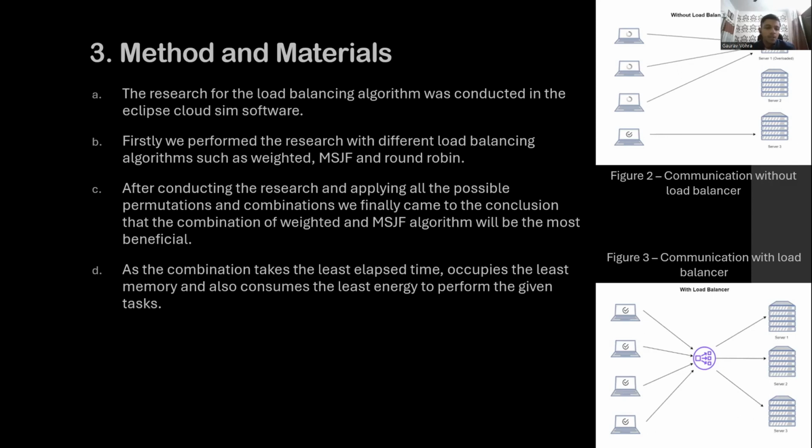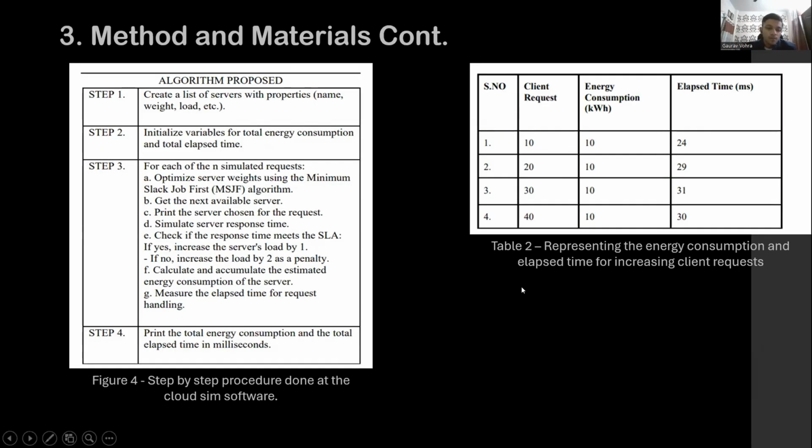In this, we have taken different load balancer algorithms, like the round robin algorithm, distributed algorithm, dynamic algorithm, and the MSJF technique. By performing the experiment on the different algorithms, we came to the conclusion that two of the techniques, MSJF and the weighted algorithm, are most suitable for our research. The advantage taken from the weighted algorithm is on elapsed time, as it has the lowest elapsed time in comparison to the other algorithms, whereas the MSJF technique is used for the advantage of energy consumption.